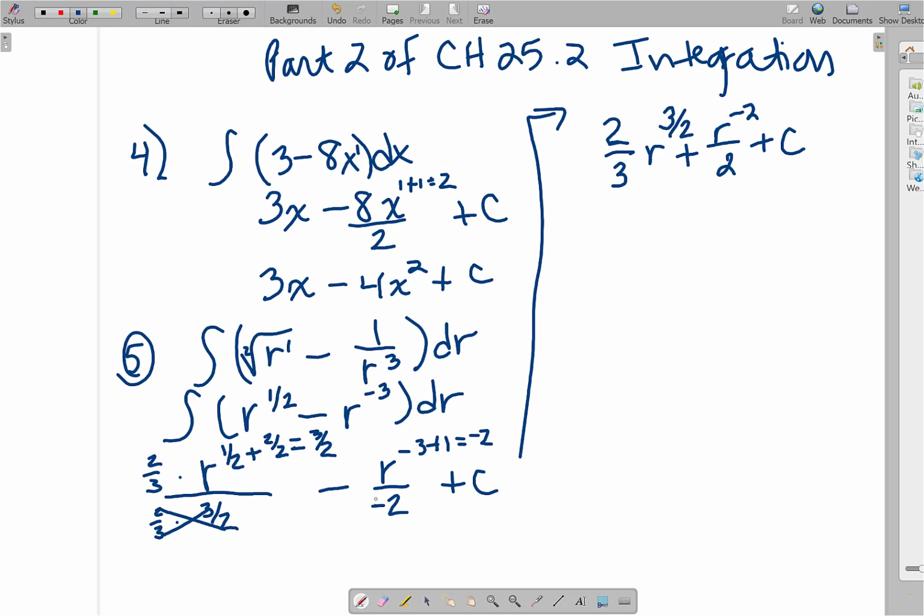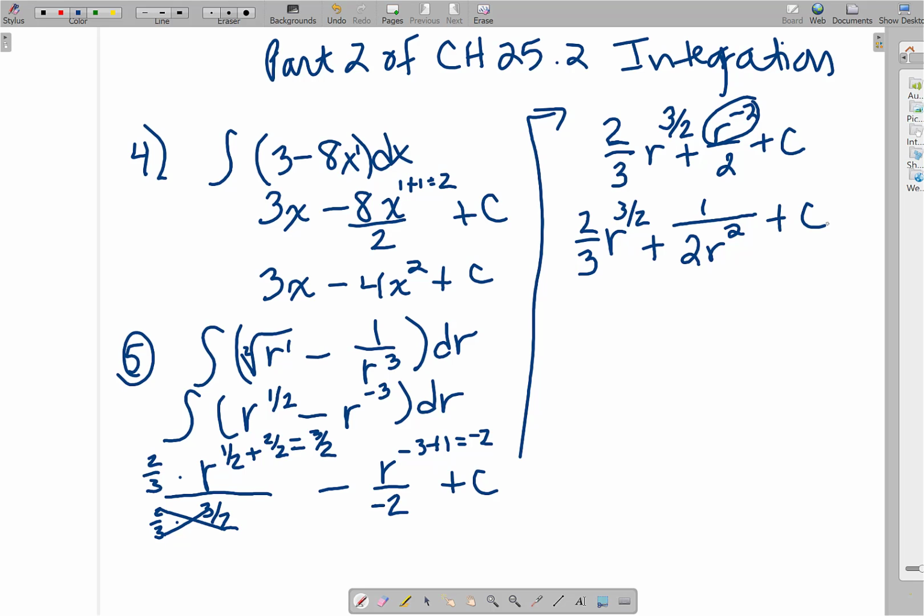So we have 2/3 r to the 3/2 plus, have to keep a 1 up there because there's nothing else up there, and we're moving this down because it's negative. The 2 stays where it's at. This becomes r squared and plus c. And that is how you integrate that problem.